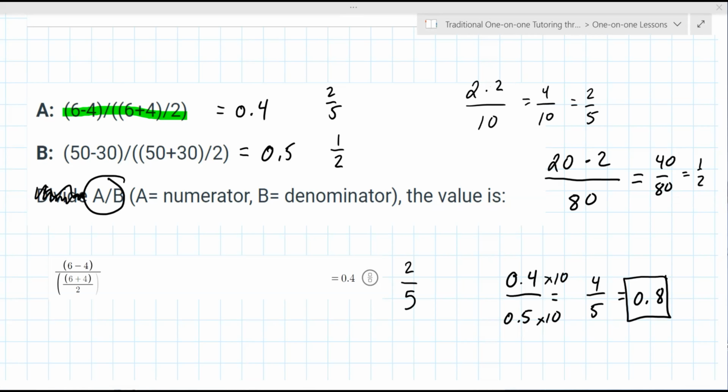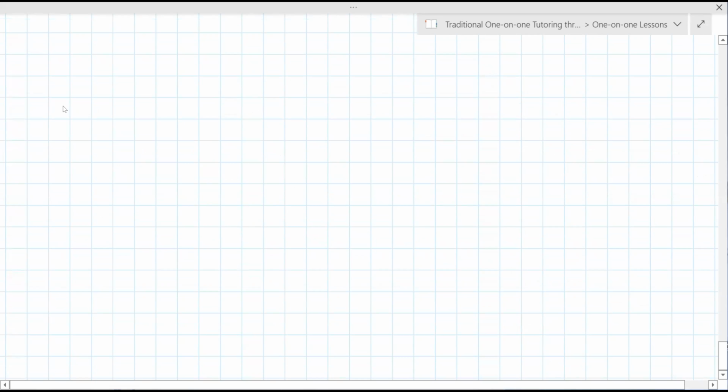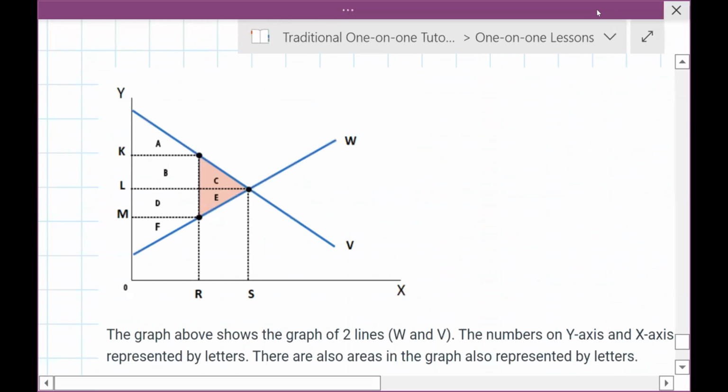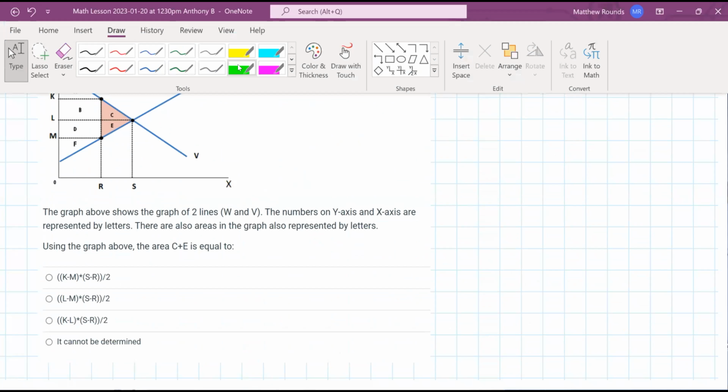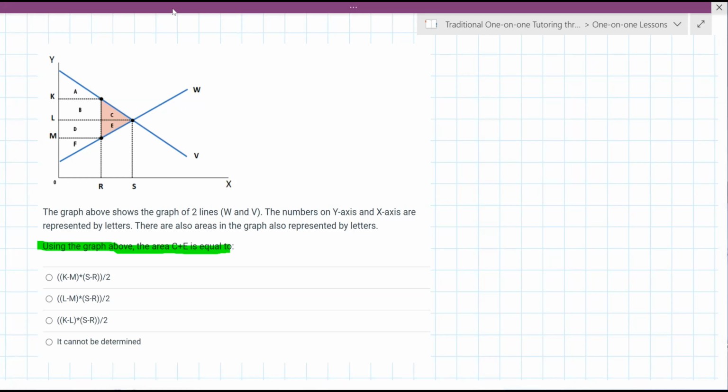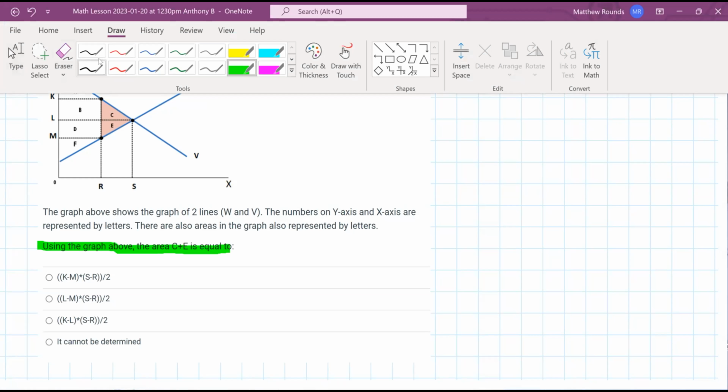Okay, 17. Are you ready? We move on to 17. I'm ready. All right. This could be the hardest problem. It's kind of awkward. Again, you go to what I call the call to action. It says, this is the thing that it wants you to find. It wants you to find the area of C and E.